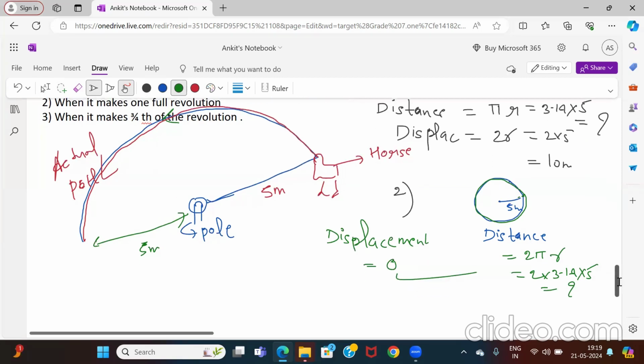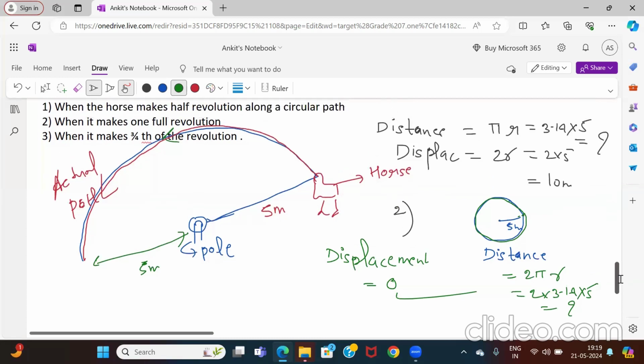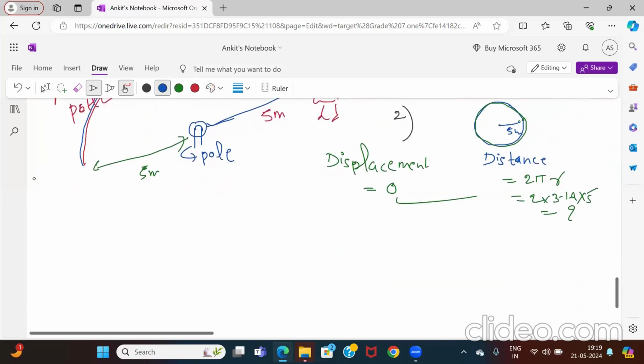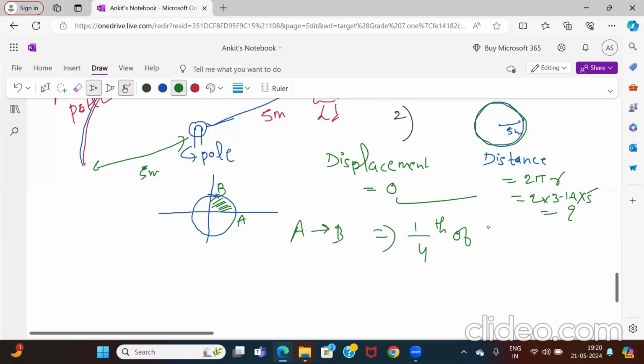Now, in the third case, they are saying 3 by 4th of the revolution. What is the meaning of 3/4? Just see it very carefully. If I divide this entire circle into 4 parts, and the horse goes from A to B, then A to B means how much revolution? 1/4 of total. Clear?